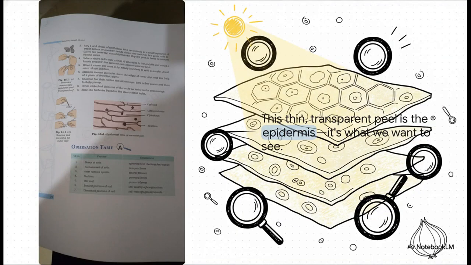And this is exactly what we're going for. See that delicate, transparent layer? That's the onion's epidermis. Think of it like the onion's skin. It's perfect for our mission because it's only one cell thick, which means light can pass right through it, and that's exactly what you need for a microscope to work.